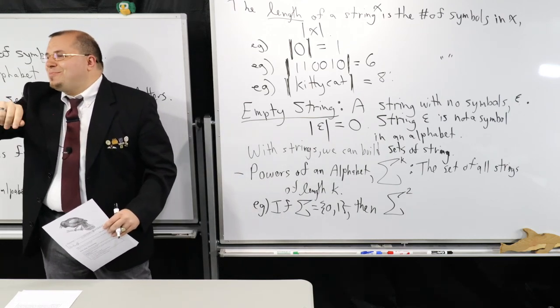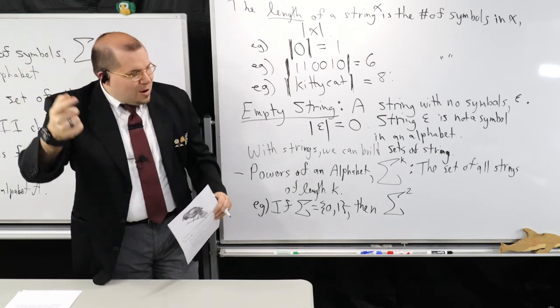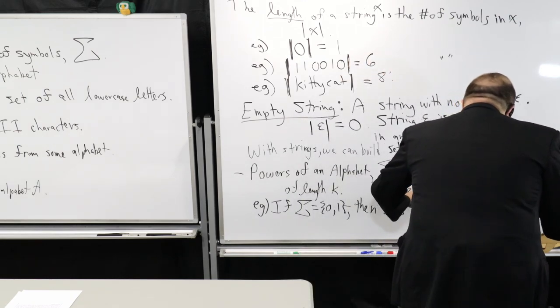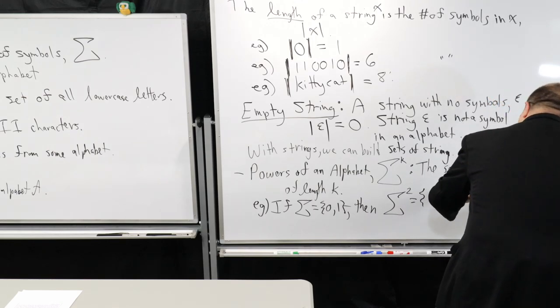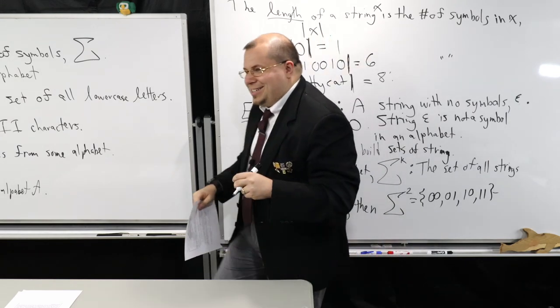Yep, I see in the chat. Perfect. Thank you. Yeah, it's 00, 01, 10, 11. Perfect. Yeah, that's all of them. So you're already pros at this. That's awesome. 00, 01, 10, 11. Perfect. Okay, I'll throw another one at you.